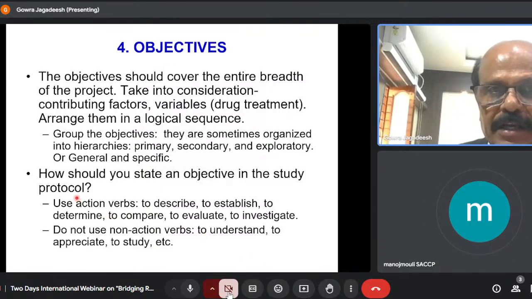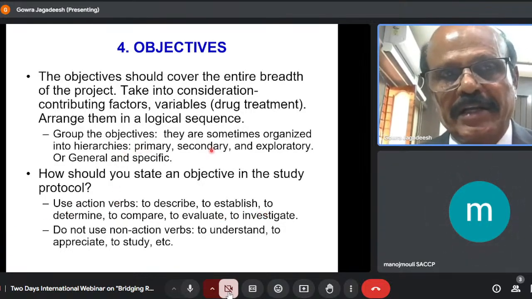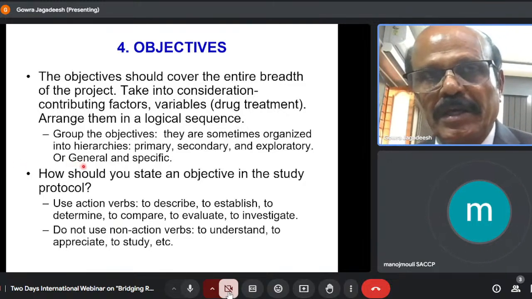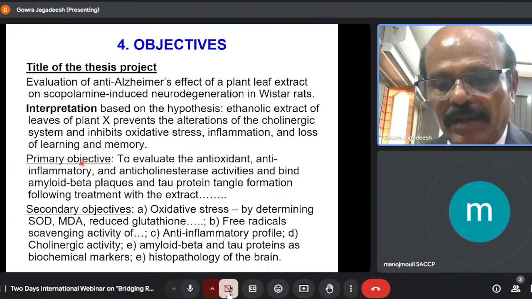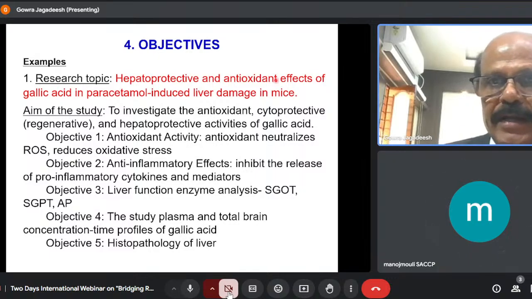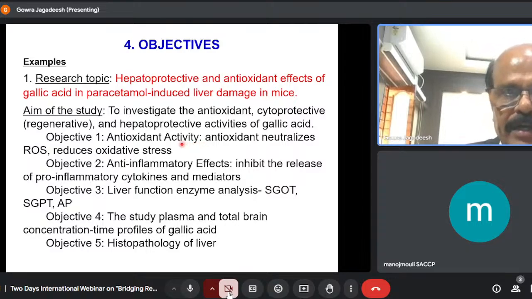When you're writing the protocol, you use certain words to define objectives, like to describe, to establish, to determine, to compare, to evaluate, to investigate. And also you can group them into primary, secondary, exploratory, or you can list the objectives, as I'll be showing in the next 2-3 slides. So look at it here. Same example: hepatoprotective and antioxidant effects of gallic acid in paracetamol-induced liver damage. The last 2 times I showed you the research question and hypothesis. Now I'm coming to the same example, writing objectives.